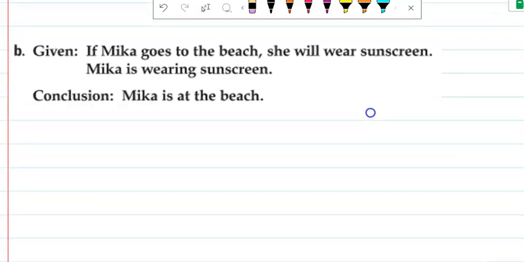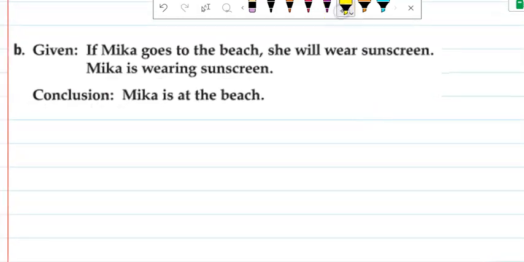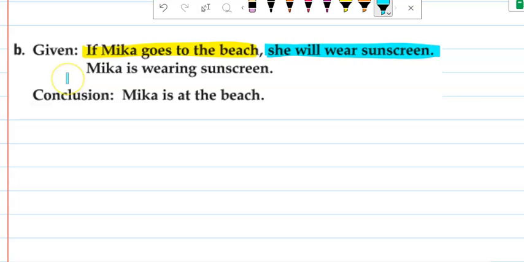Okay, the next one's a little less geometry on you. If Mika goes to the beach, so we'll highlight that. If Mika goes to the beach, she will wear sunscreen, right? We're going to the beach, we're wearing sunscreen. Then we say Mika is wearing sunscreen. Well, that is the blue part, right? Her wearing sunscreen, not going to the beach. And then we have Mika is at the beach. Oh no, this isn't good.